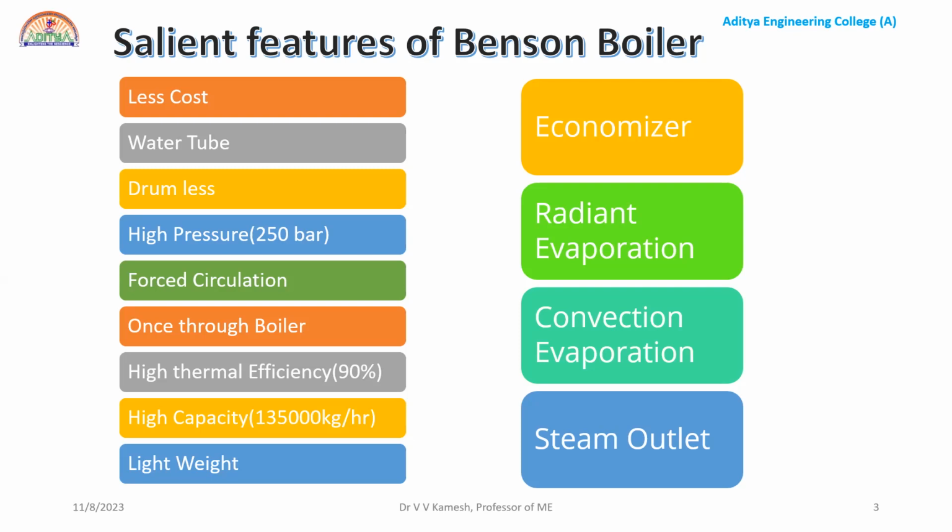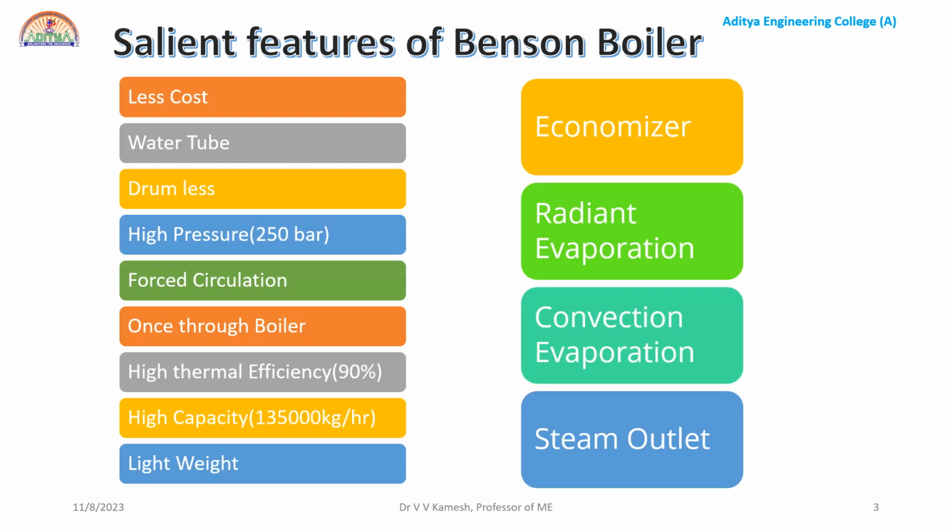And it is a high pressure boiler. We discussed earlier low pressure, medium pressure and high pressure. This is a high pressure boiler, and you are able to attain up to 250 bar. And this is forced circulation. The water will move in forced circulation, so we will have a feed pump. By means of the pump, water will be pushed inside with force.